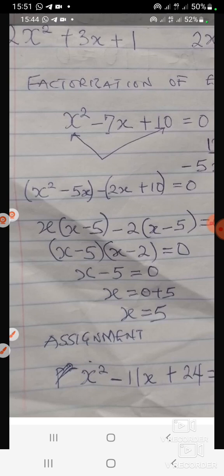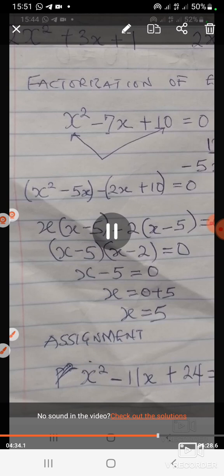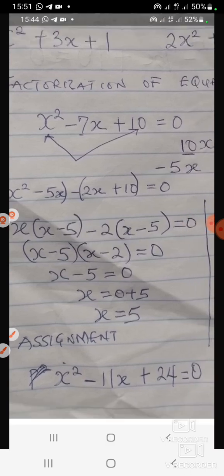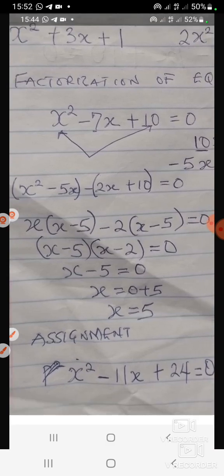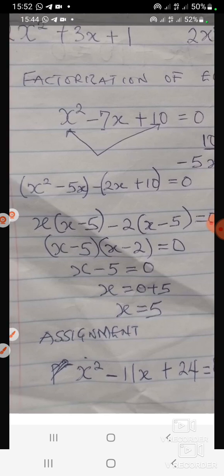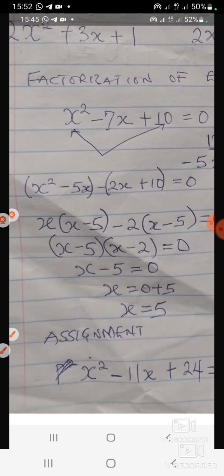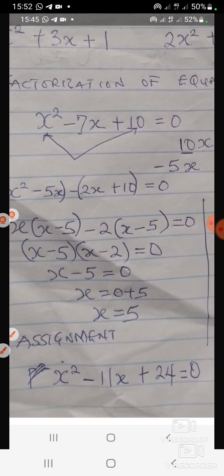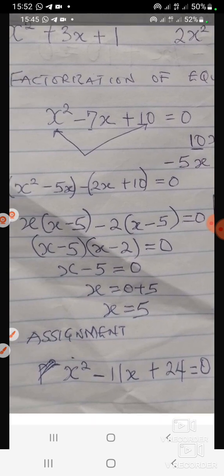How do you get your 5? How many 2 can you send in that 10? 2 can actually get 5 times. So that's why you discover that x minus 5 is the same in the bracket. So you actually pick one, and the one without bracket is x minus 2. So you pick that also and bracket it and equate it to 0.